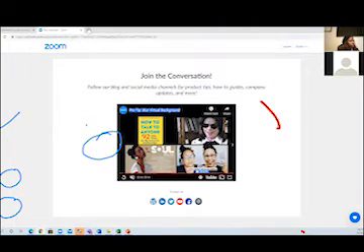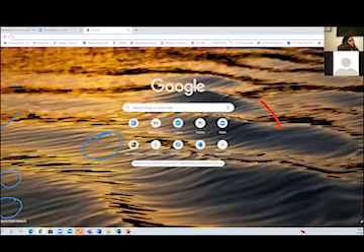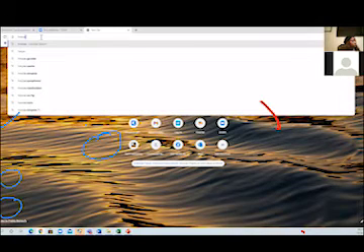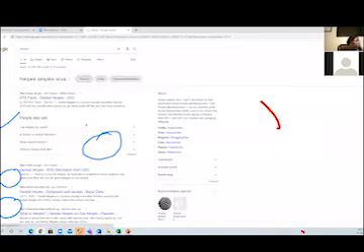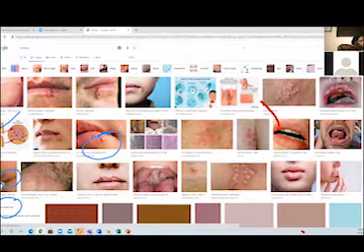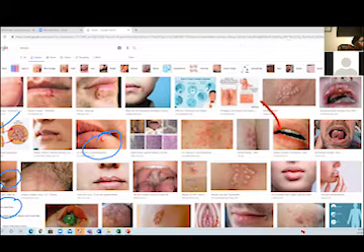Can you see my screen? Yes. I'm on the internet. You can see it? Yes. Okay. So you see me typing up herpes. I want to look for an image. Can you see the pictures of the people with the herpes in their mouth? Yes. Okay, all righty. Just want to make sure that you are seeing. So you can see this.